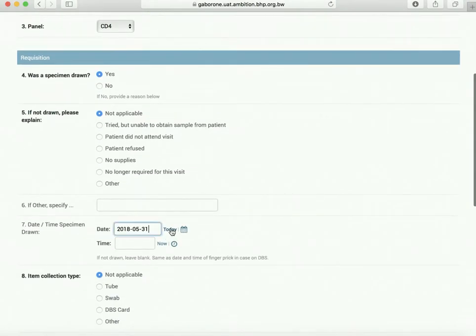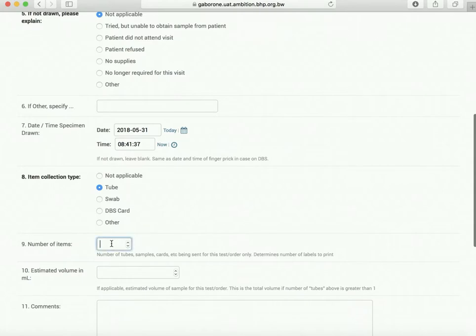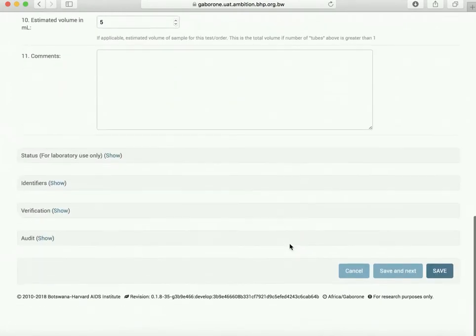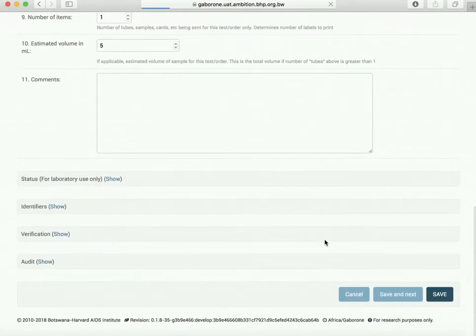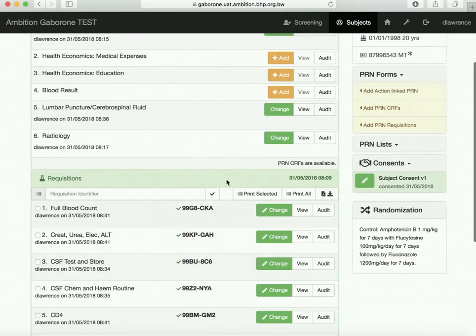And the reason for these PRN requisitions is that it isn't mandatory within the protocol. It's just that these are other samples that are likely to be required at some point in time. So I'll do that requisition there. And you'll see that I've got all of these generated now, including the CD4.